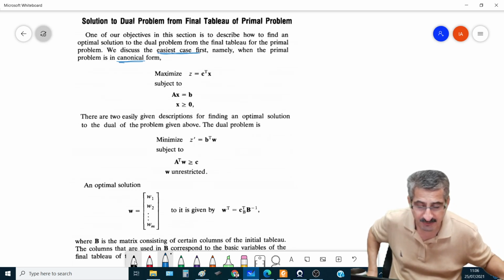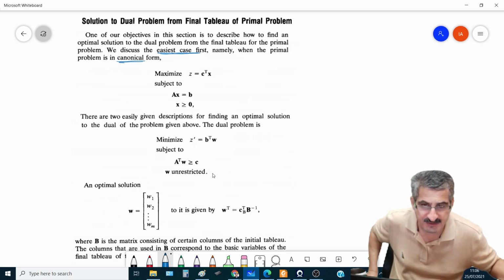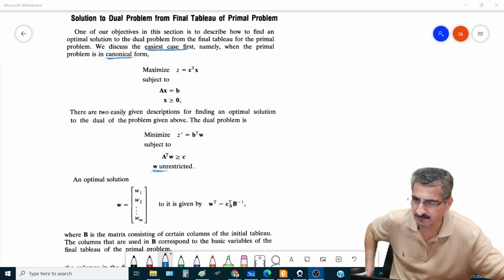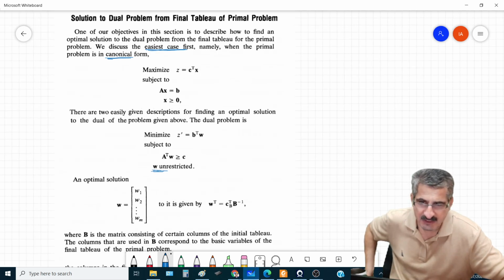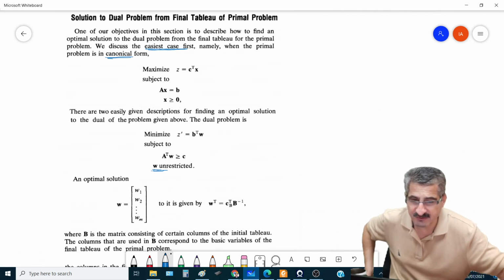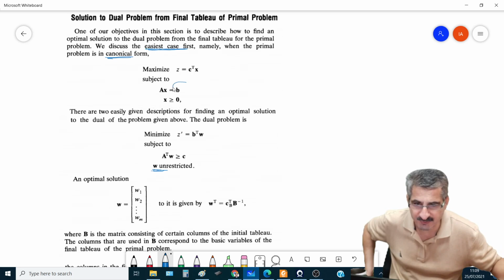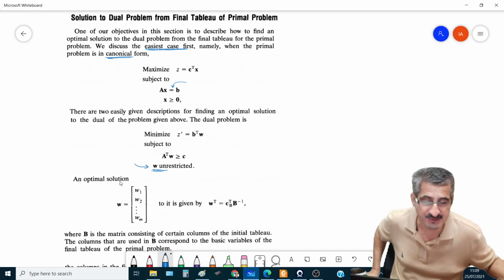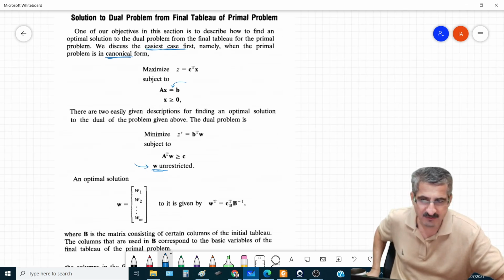But notice here, W is unrestricted. Why is W unrestricted? Who tells me why the variables of the dual problem are unrestricted? Okay, good to see him again. W here is unrestricted because of this equality. Do you remember when moving from primal to dual? This causes W to be unrestricted. Okay, good.